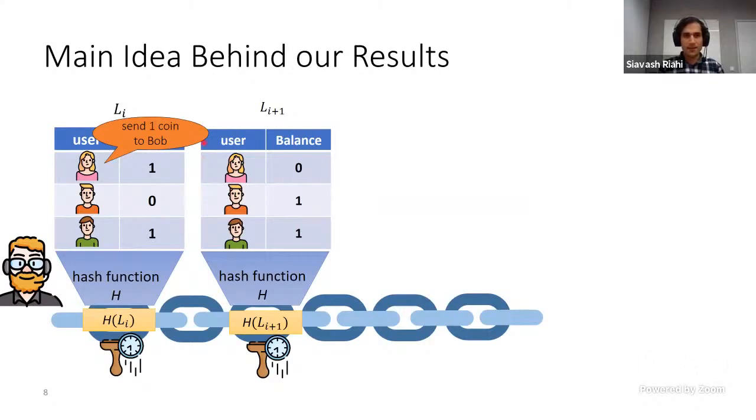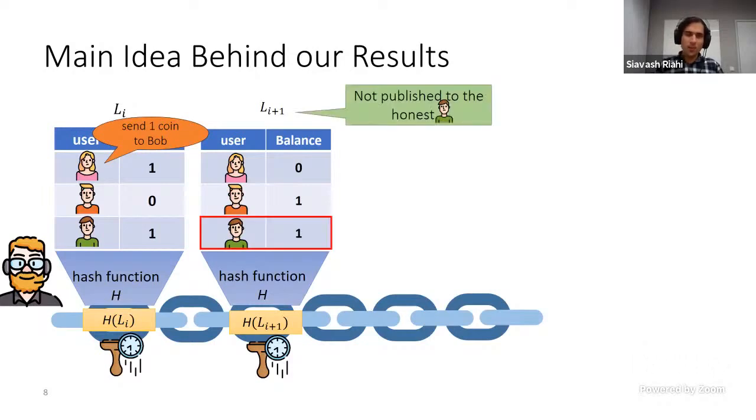Alice has transferred one coin to Bob. And now at this point, the operator withholds this latest state, Li plus 1, from Charlie, who is the honest party here. At the same time, Alice reverts her state internally to what it was in Li. So she will claim that she has one coin and she has never made a transfer to Bob. Note that Charlie is completely unaware of what has happened between Alice and Bob in this state.